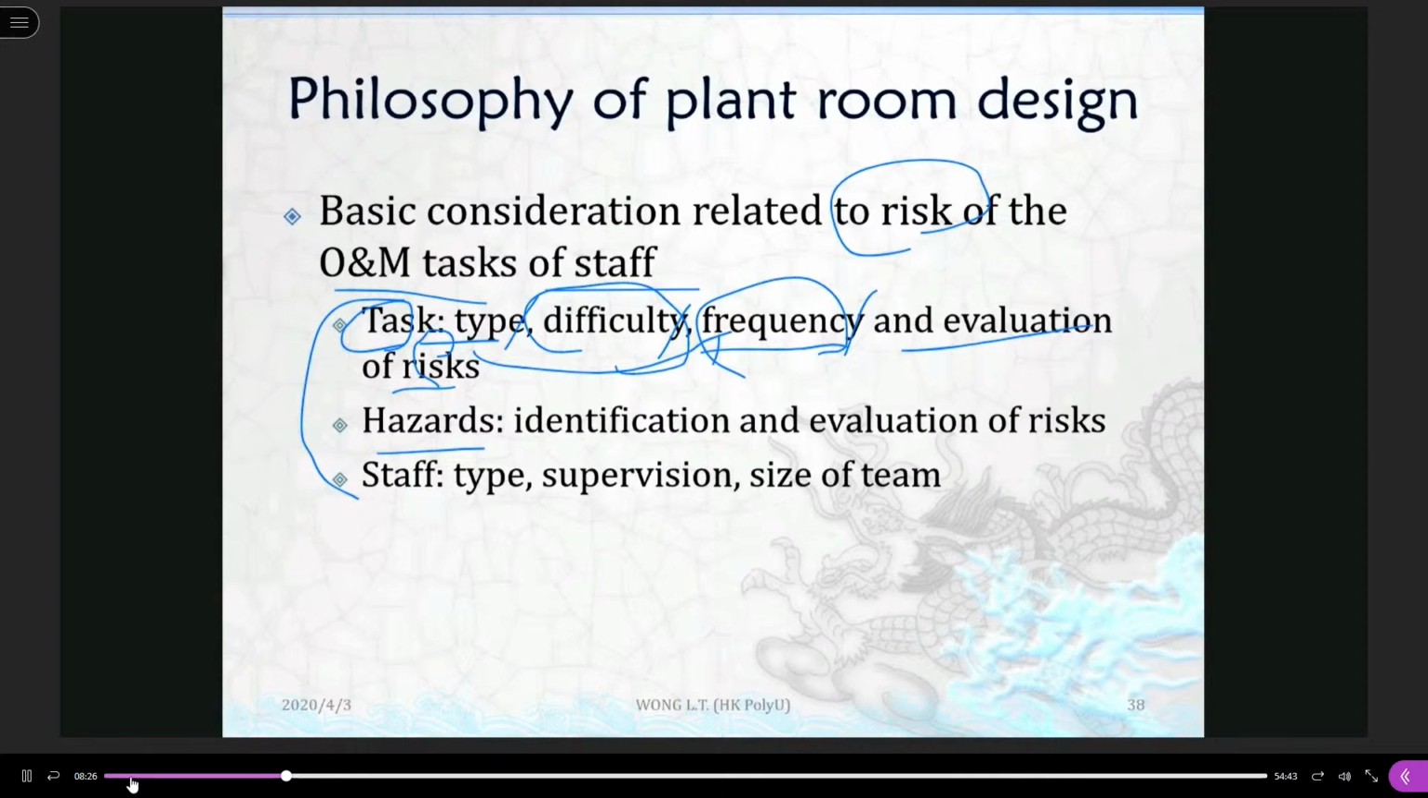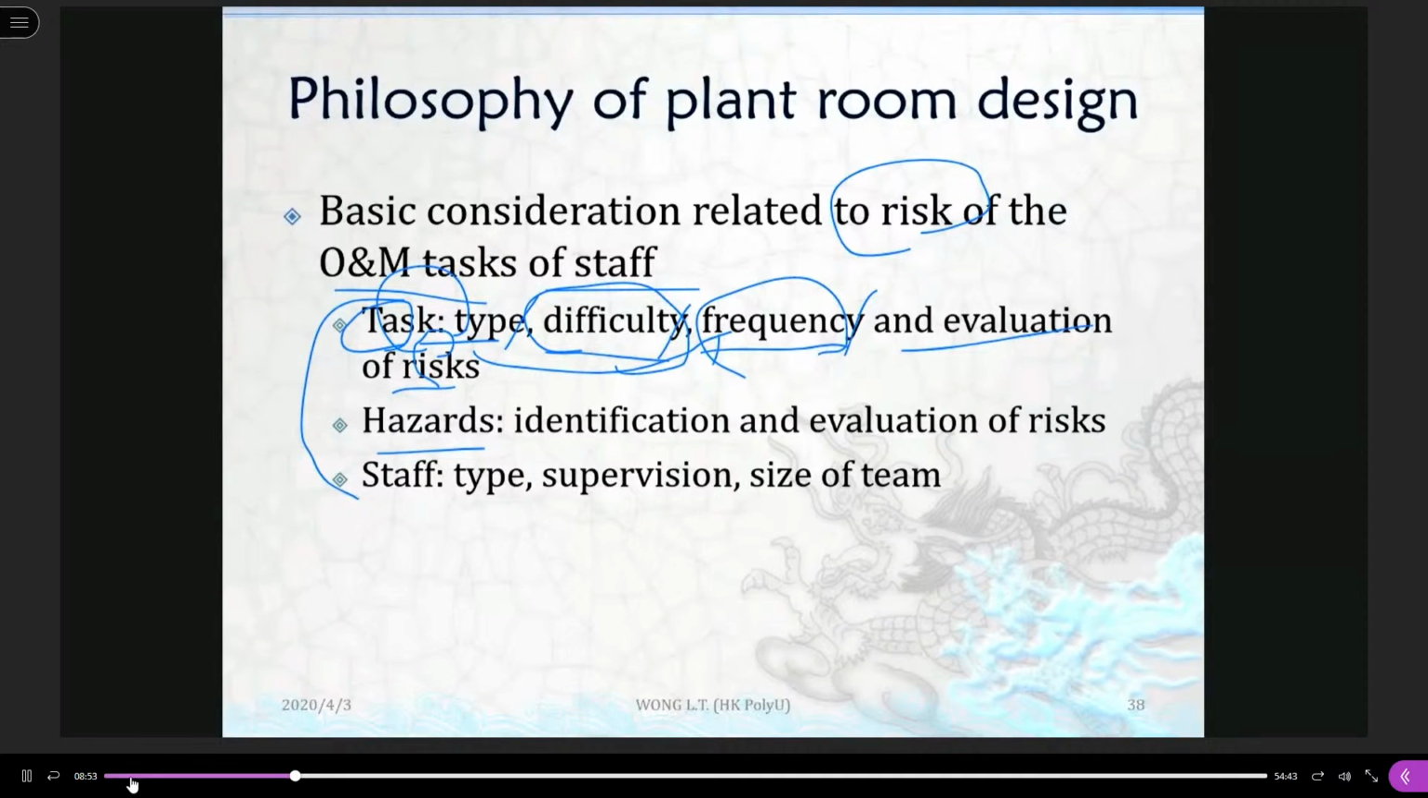If the plant is just inspected once a year, it is less likely. However, this is the difficulty, because the task is conducted at a very high level. The risk is really higher because falling has heavy injury. Okay, things like that. This is the task related, the program's first factor.